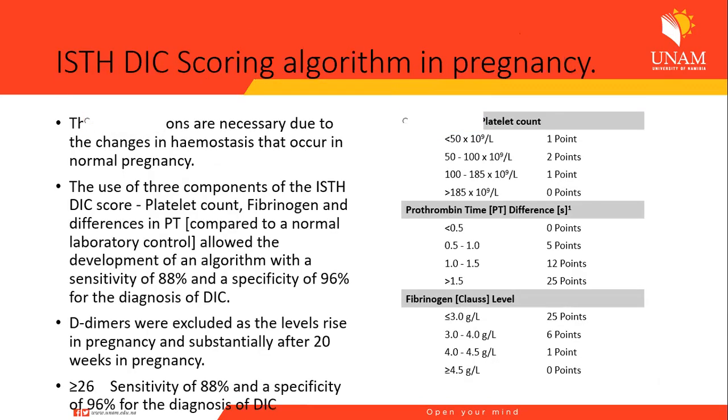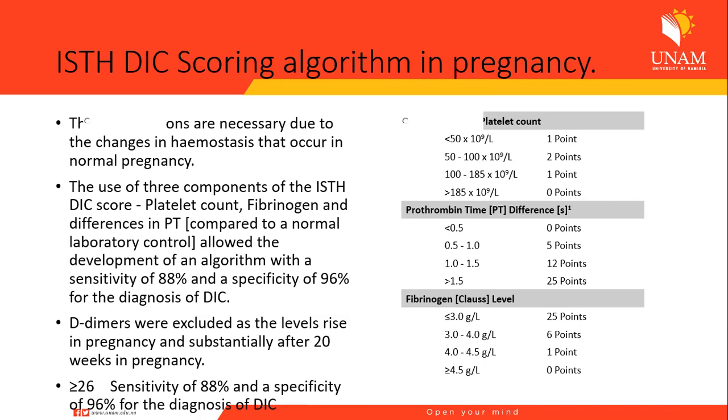However, in pregnancy, all right, there are some changes that have been made. And this is due to the hematological changes that occur in pregnancy. Instead of the previous 4 parameters, in pregnancy we use 3 parameters. D-dimers have been excluded because, like I mentioned in the previous slide, the levels are actually very high, more than 400% increase, especially at term. All right. So for pregnancy, D-dimer is not scored in the JSTH DIC scoring system.